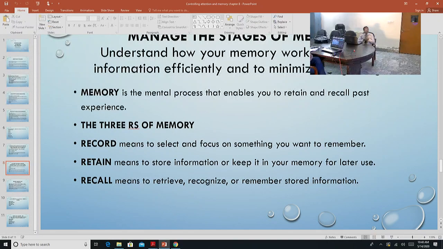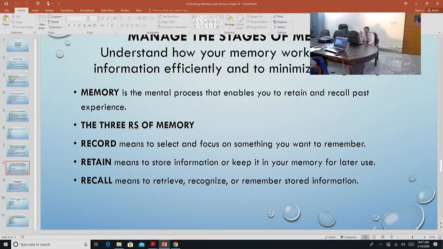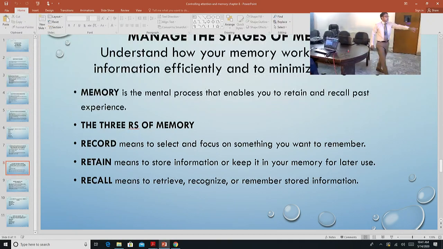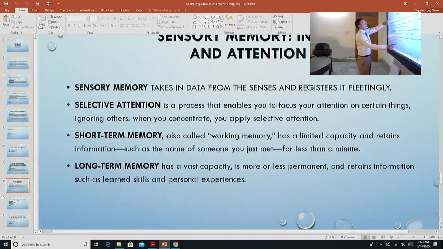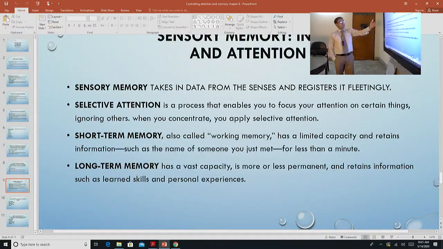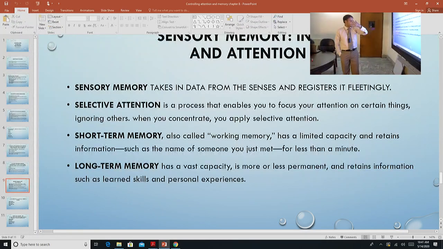this university. Then recall means to retrieve, recognize, or remember stored information. So the information that we have stored, we need to remember it, we need to recall it, so that we should get good results. Then sensory memory, the next thing I have already explained. Okay, memory. Sensory memory takes in data from the senses and registers it fleetingly.